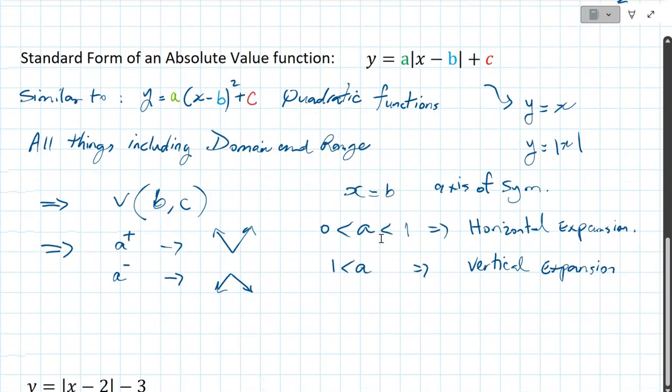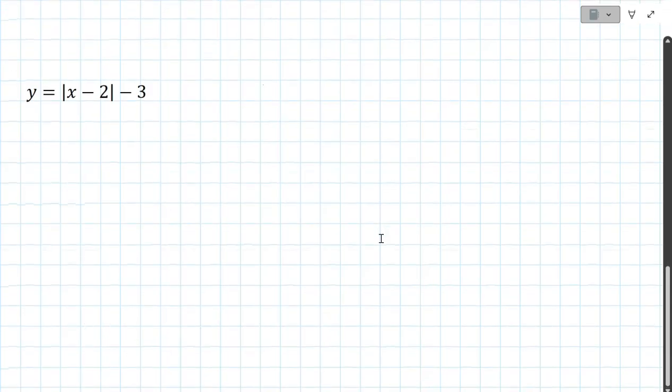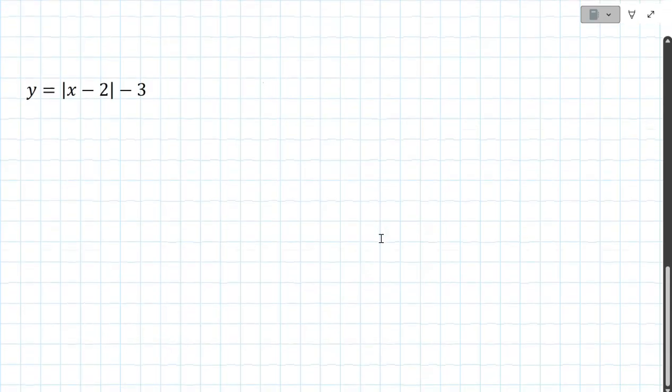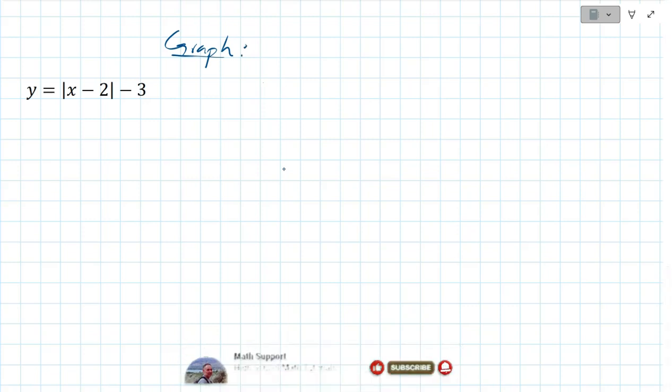Now we are going to look at the first example. We're going to graph y equals the absolute value of x minus 2, minus 3. But before we do that, we have to write up all the necessary information. We want to graph this, so graph everything that we know, and give all the characteristics of it. So what is the vertex? The vertex is (2, -3).